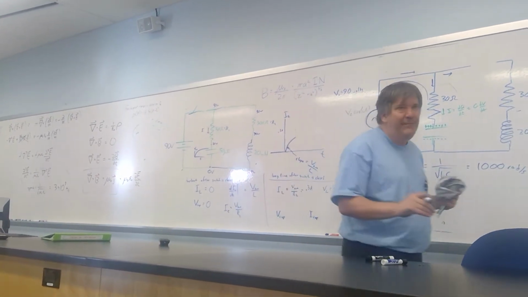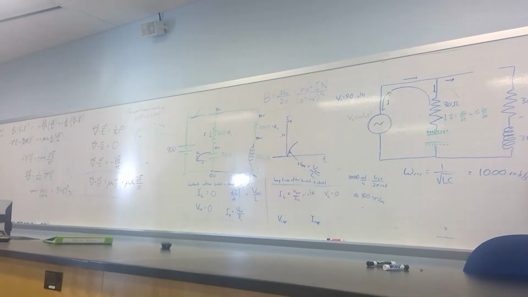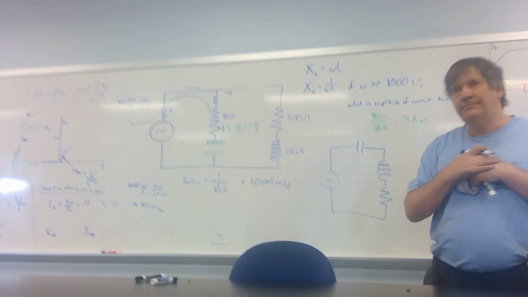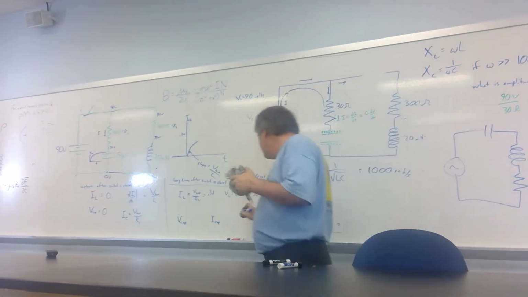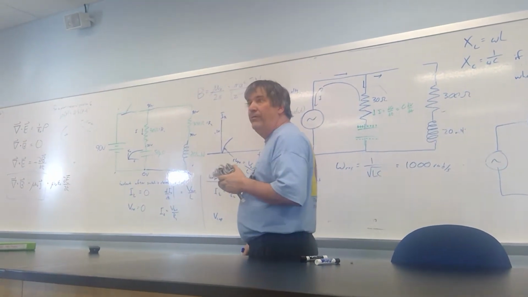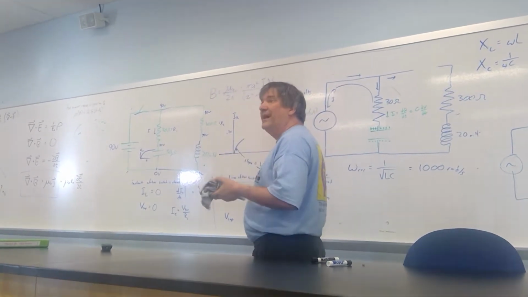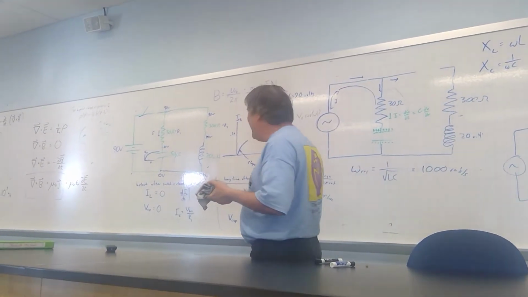After a very long time, what is the voltage drop on the capacitor and what is the current through the capacitor? Current is 0, which means the voltage is 90 volts. I've fully charged up that capacitor.